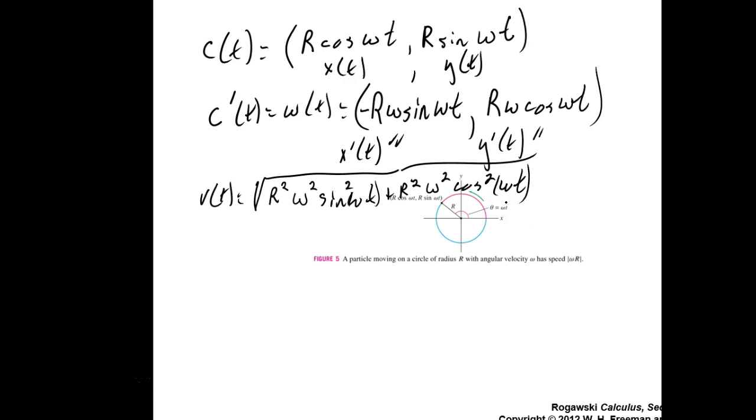And what can we pull out of that? Well, we can pull out an r squared omega squared. The square root of that would be r omega. And what's left? Yes, the square root of sine squared plus cosine squared, which is 1. So here's what our speed would be, r omega.